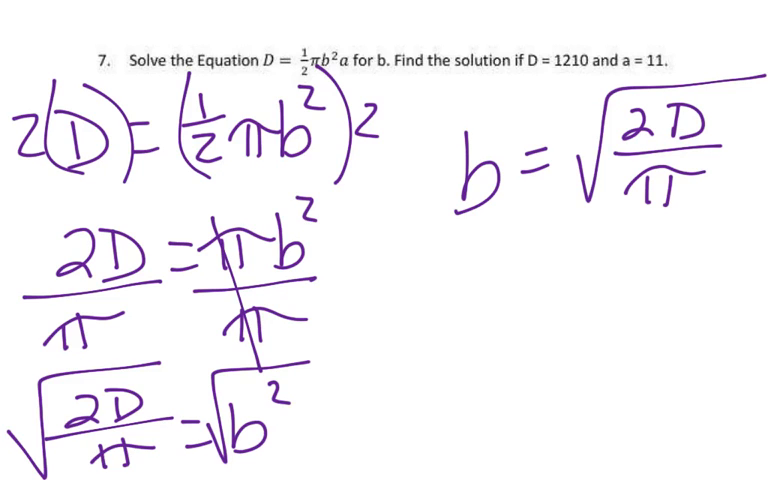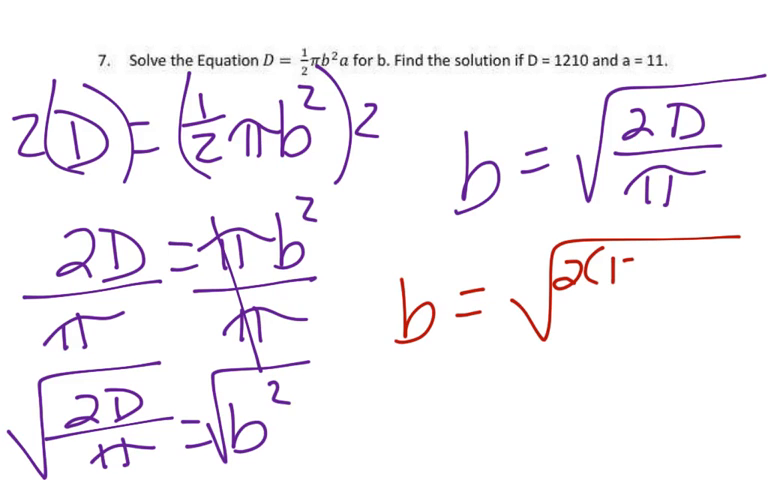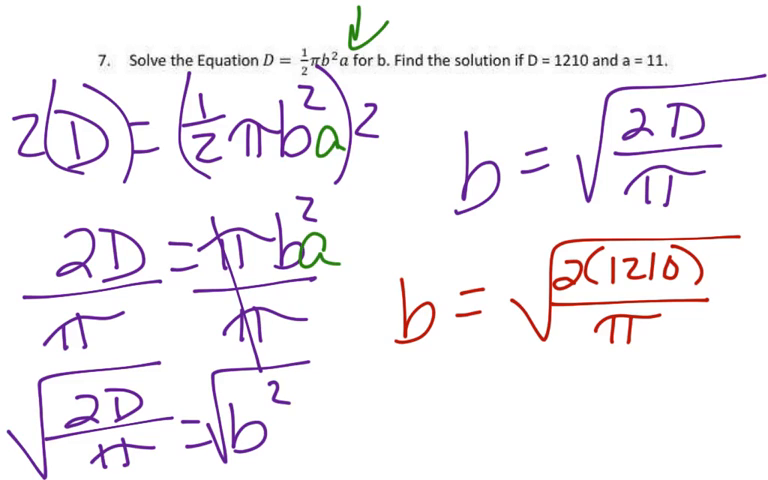Then they want you to solve it, so you're going to go b is equal to the square root of 2 times 1210 all over pi. And if you notice, I never used this a. There should have been an a at the end there, which meant we should have divided by pi a, which means we're going to put 11 there.